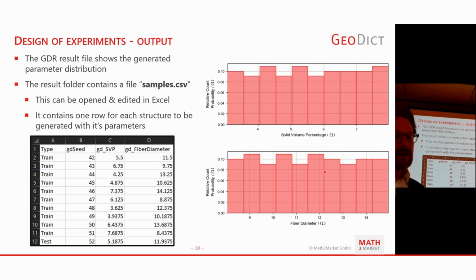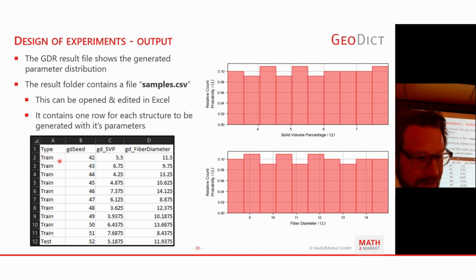And also, the most important part is it produces a table in CSV format. And as you might know, a CSV file, you can usually just in Windows double click and open in Excel. And in that CSV file, you will see the actual instances that it has generated. So you get the title, and then each row below that corresponds to one structure that is about to be generated. And it's classified between train and test structures.